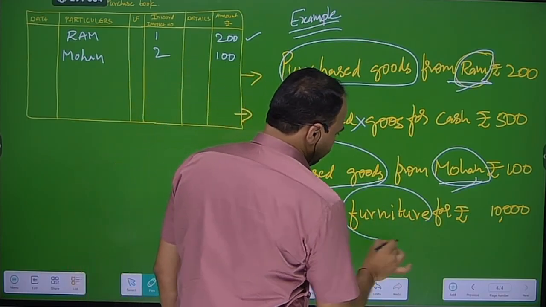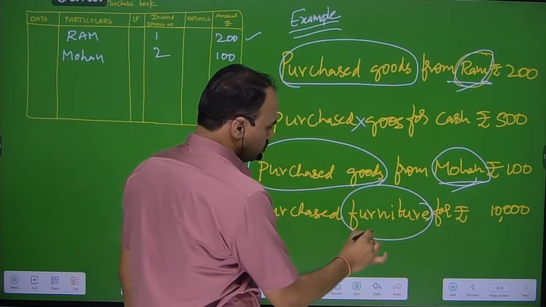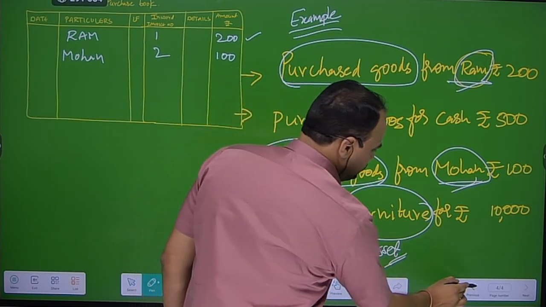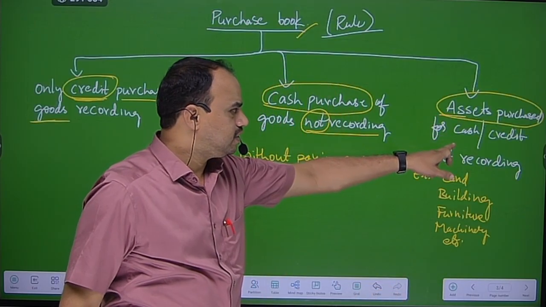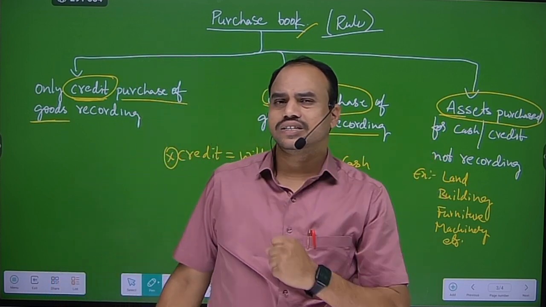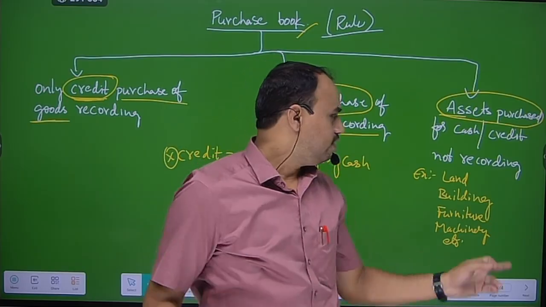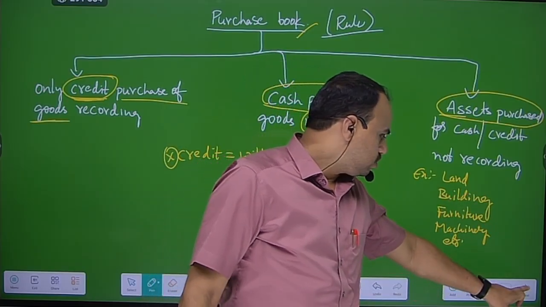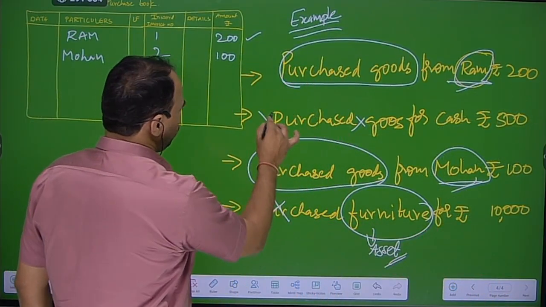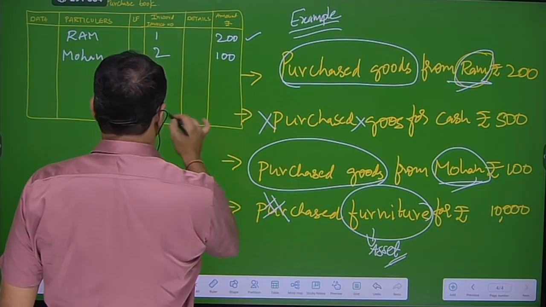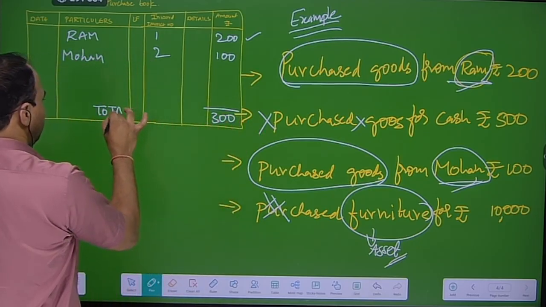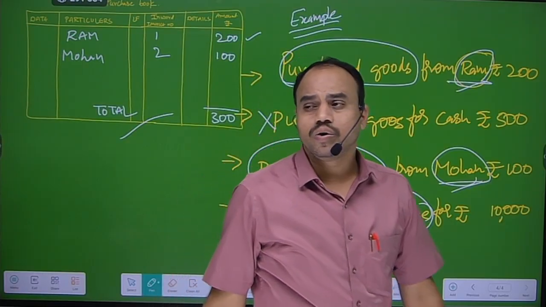Purchased furniture. What did we purchase here? Furniture, not goods. Furniture is an asset. Already I told you, whenever we purchase assets, the purchases are not recorded, whether by paying cash or on credit. So we will not record this item. These two items we will not record, and only these two items we will record. Now do the total: 200 plus 100, 300. This is the total. Like this we will do the problem. I hope you understand how to do the purchase book.